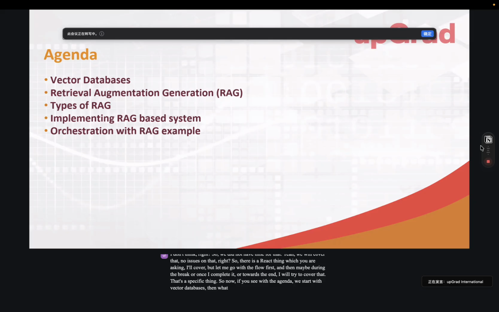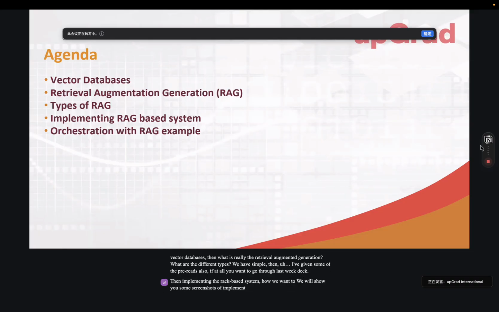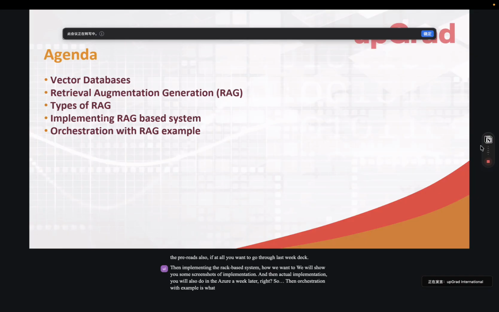Then what is really retrieval augmented generation? What are the different types? We have simple ones, and I've given some pre-reads also, if you want to go through last week's deck. Then implementing the RAG-based system: we will show you some screenshots of the implementation, and then you will do the actual implementation in Azure a week later, right? Then orchestration with an example is what I am showing you.